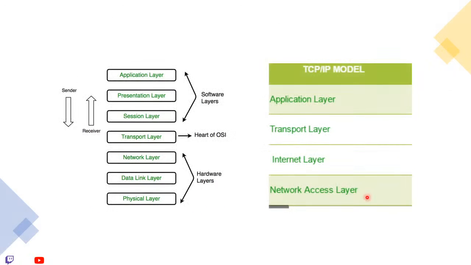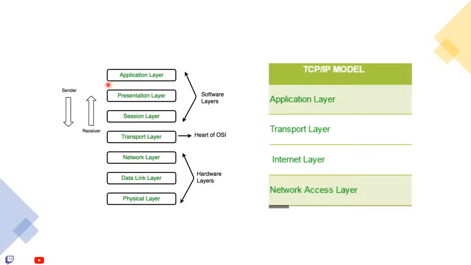So now moving on to the next slide, what we have here is computer networking and elements. When anything is sent from the sender, the data goes through these 7 layers. This is the send.